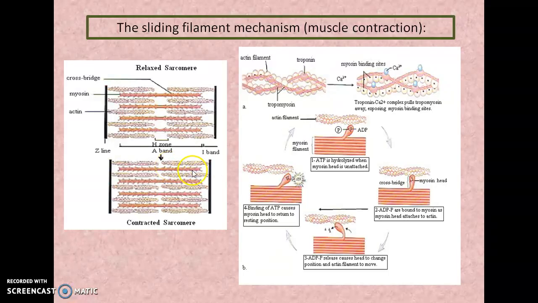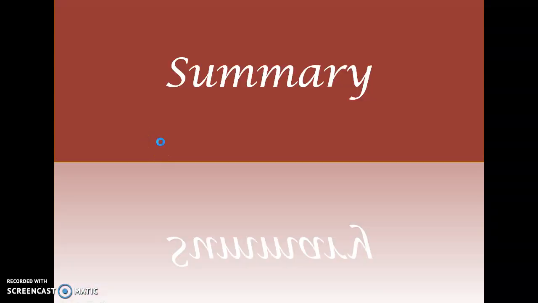The sarcomere will be contracted, okay, and here the actin filament is moving toward the M line, so it becomes shortened, as you see.